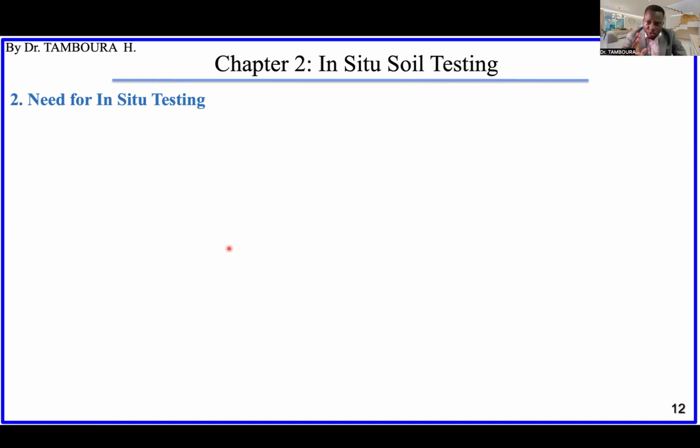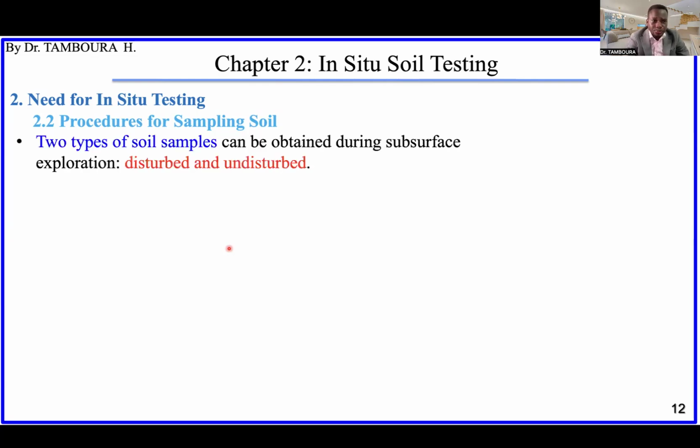Okay, these are 4 main factors that are causing disturbance of soil samples. Some of them can be corrected, actually. But there are also many other factors. Now we are going to see the procedure for sampling soil. What are the different methods for getting a soil sample? There are many methods. We are going just to see some of them here.